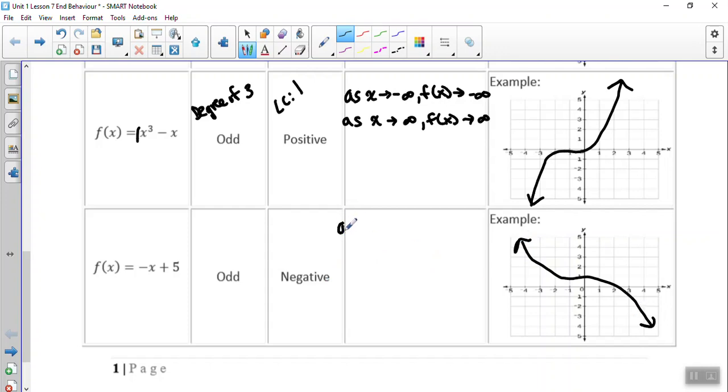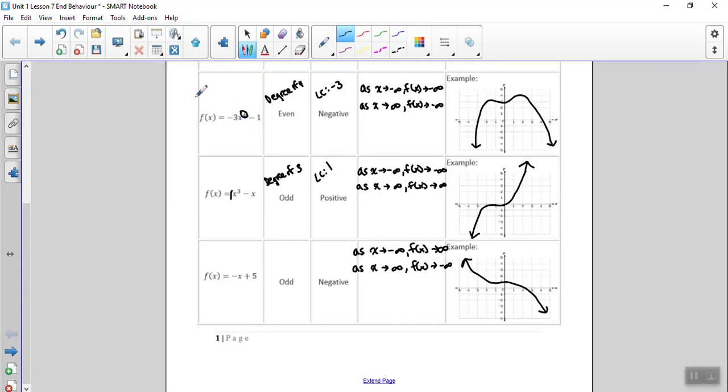So how do we write that? As x approaches negative infinity, we always start with the left side. F of x goes to, on the left side, what is your function doing? It's going up. So we say positive infinity. And as x approaches positive infinity, on the right side, my f of x is approaching negative infinity.